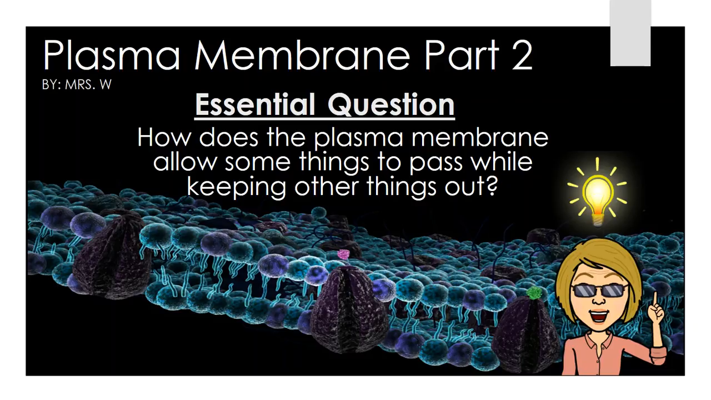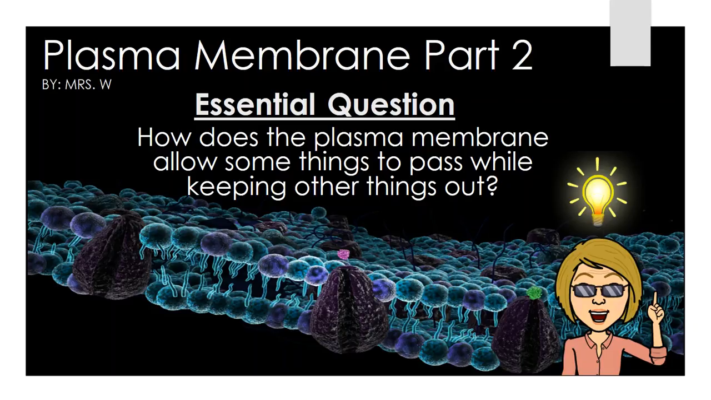Last video we talked about just the structures of the plasma membrane and how that plasma membrane is able to form a barrier because of those hydrophobic tails on the phospholipids. Well, now this video we're going to talk about this essential question. How does that plasma membrane allow some things to pass through while keeping other things out? And that is a very important quality of the plasma membrane. It's how the plasma membrane is able to help the cell maintain homeostasis.